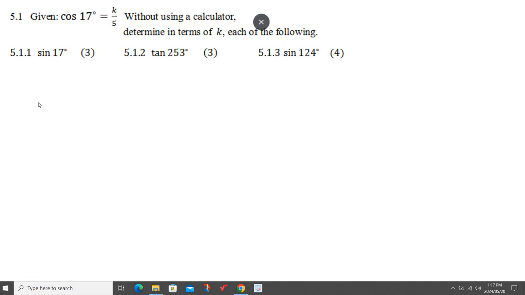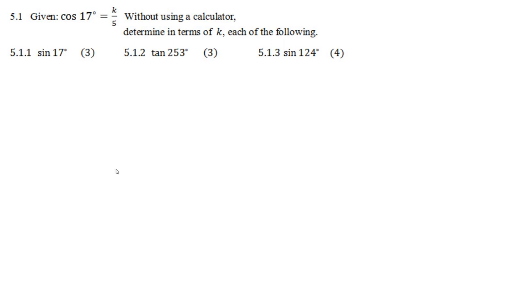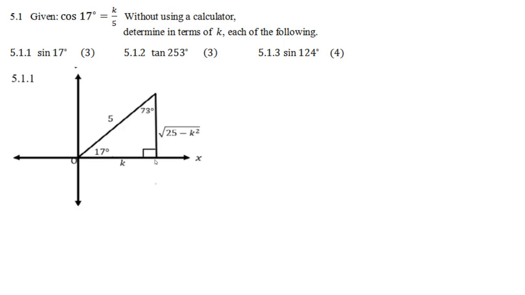Now some trigonometry here. They tell us that the cosine of 17 degrees is k over 5. Well, we know cosine is adjacent over hypotenuse, and all they want you to do is draw a triangle. There's the adjacent side of k, there's the hypotenuse, just make a triangle and put your 17 degrees right there. Now, over here it says root 25 minus k squared. Well, how did you do that?